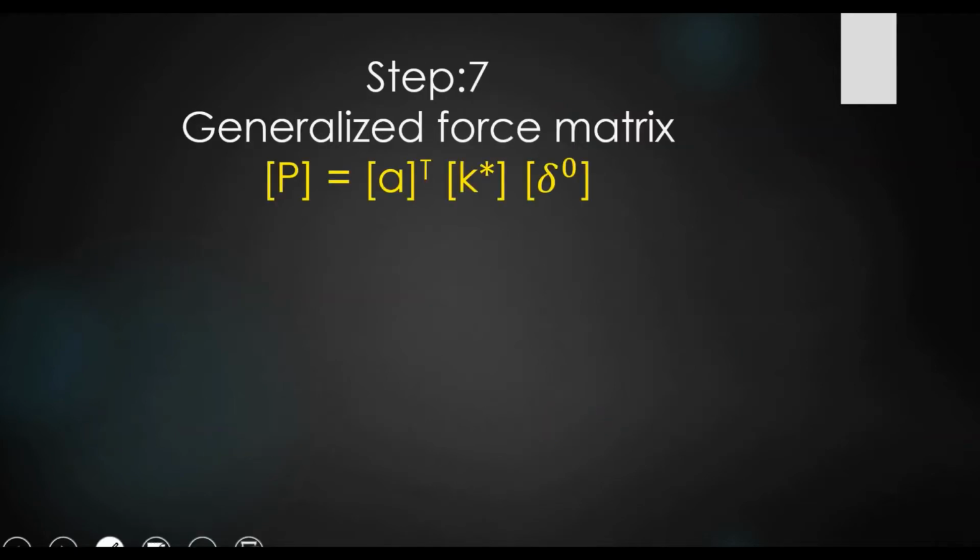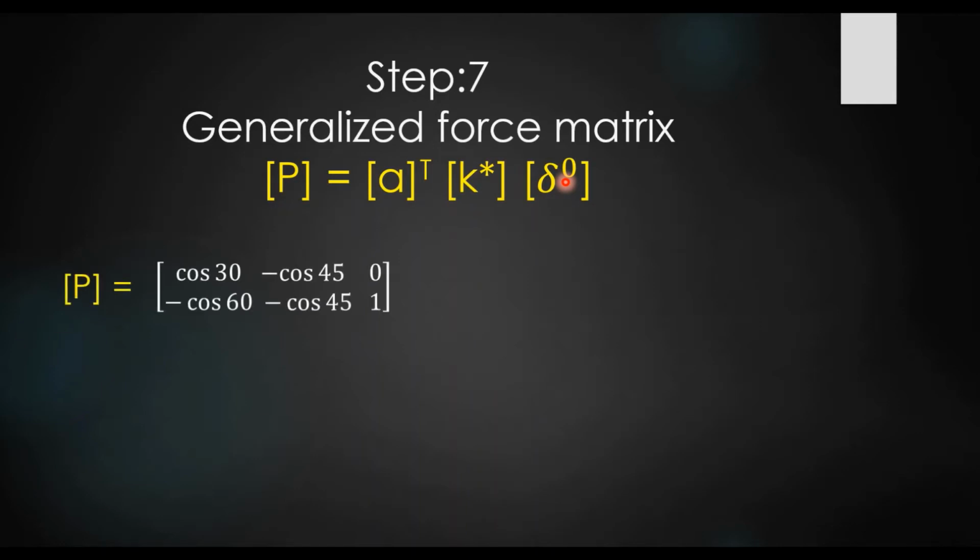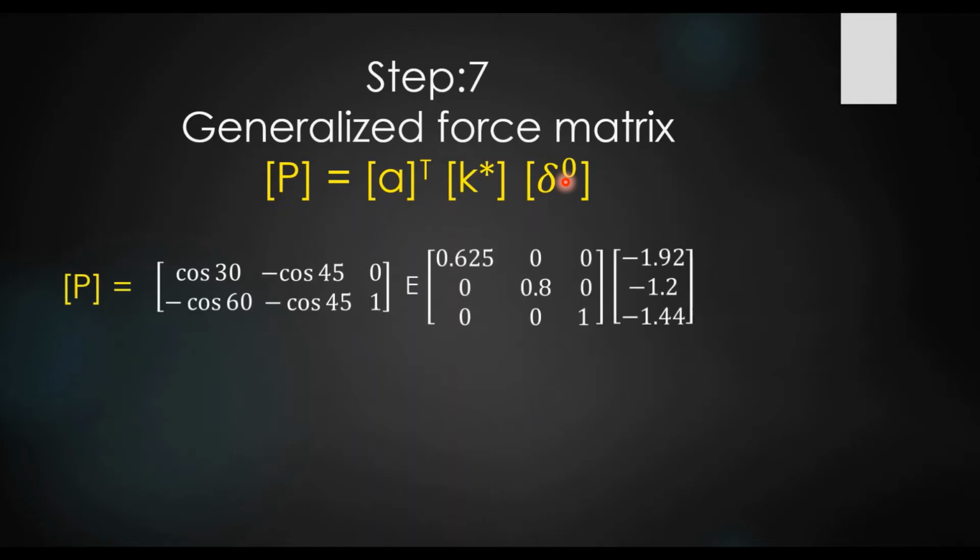Now we will find out the generalized force matrix in step number 7. We have the equation P is equal to A transpose K star into delta 0, which was obtained in the third step. So we have all these matrices. Just multiply these matrices. It will give the answer as E into minus 0.382, minus 1.517.